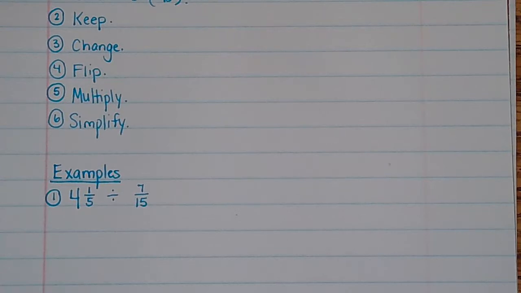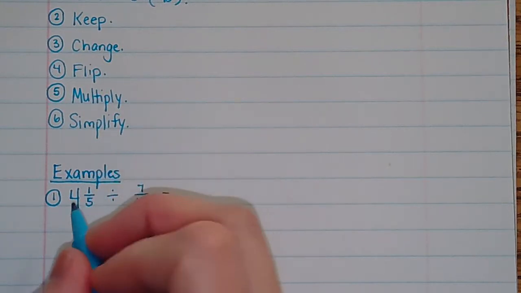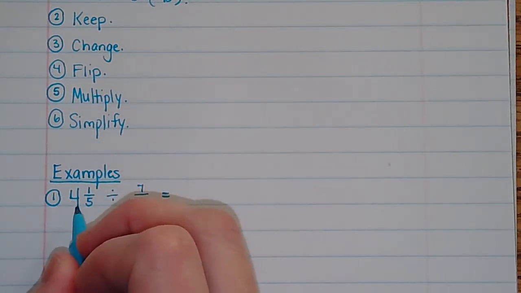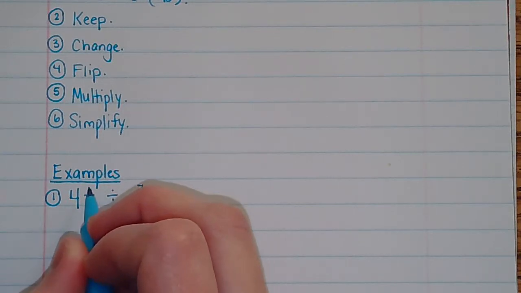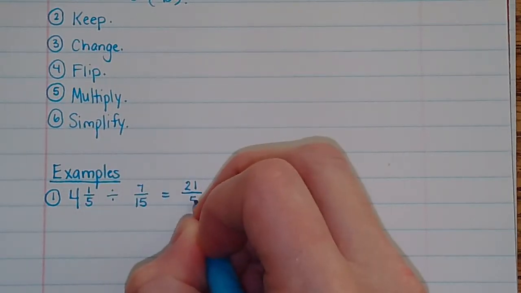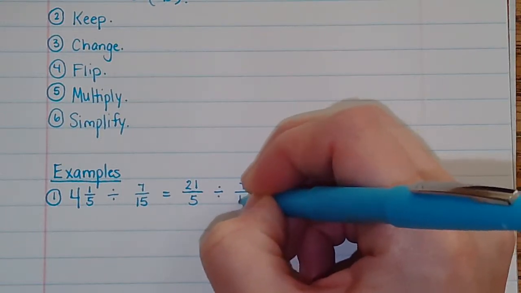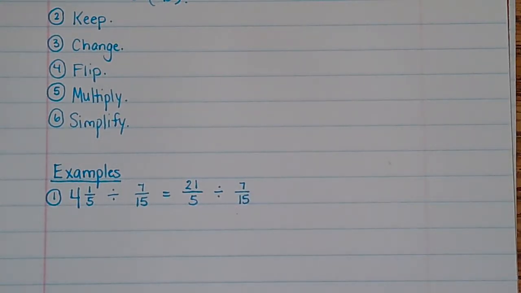Well, I don't see any whole numbers, but I do see a mixed number that I need to fix. So before I do any work whatsoever, before I do any keeping and changing and flipping, I need to take care of this. So remember, convert this to an improper fraction. 4 times 5 is 20, plus 1 is 21, over 5, because remember that denominator does not change, okay? So now I'm just going to rewrite the other stuff because nothing else needs to change. Okay, 7/15 is already in fraction form. I don't need to change that, okay? So I've done step 1. Great job, okay? Now we're on to the rest of it.